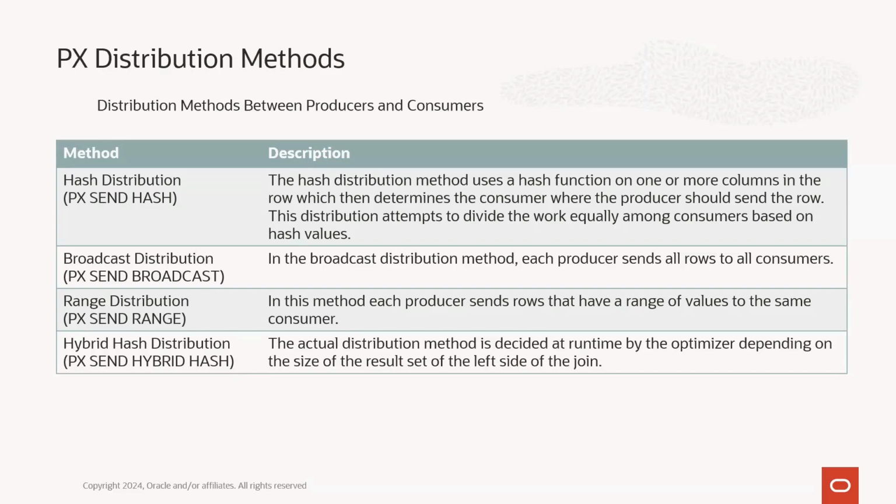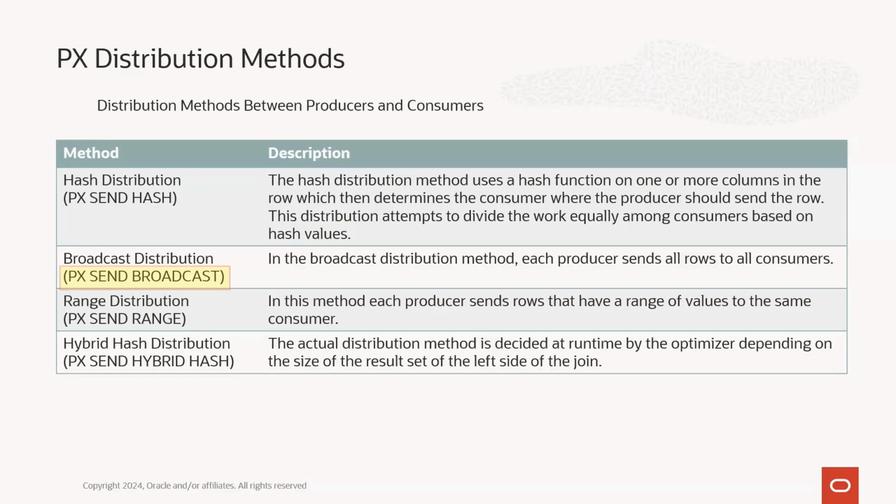This method uses a hash function on one or more columns in a row, which then determines the consumer where the producer should send the row. So this distribution attempts to divide the work equally among the consumers based on the hash values. So this works purely based on the hash function internally.